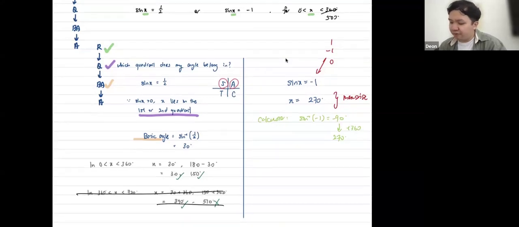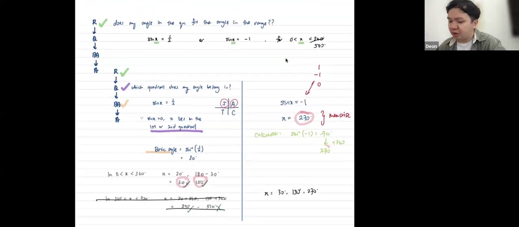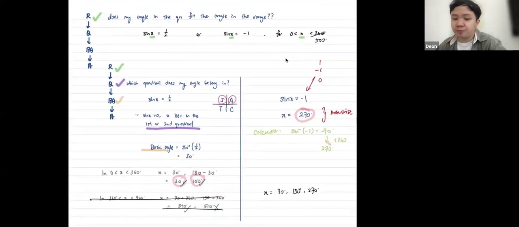So in total I have 3 answers for this question: 30, 150, and 270. So we just need to conclude it. x equals 30, 150, 270. That's all. Finish. Okay, let's move on. I'll give you maybe 10 seconds if you need to take a photo, if you're lazy to refer back to the video later.